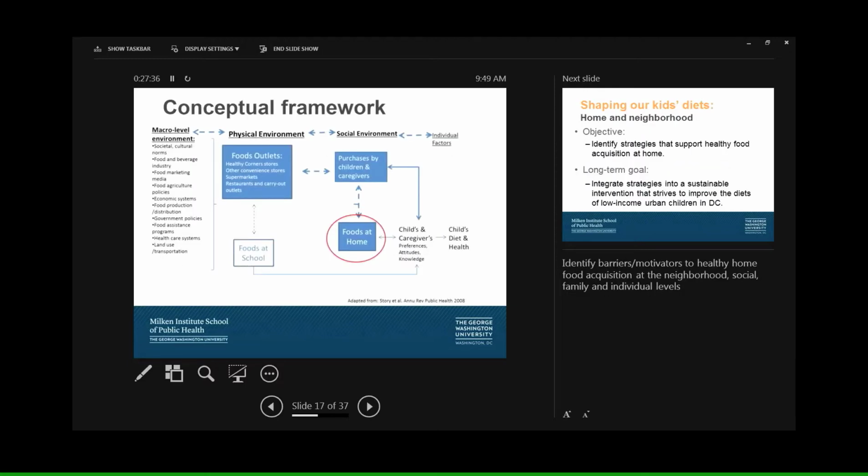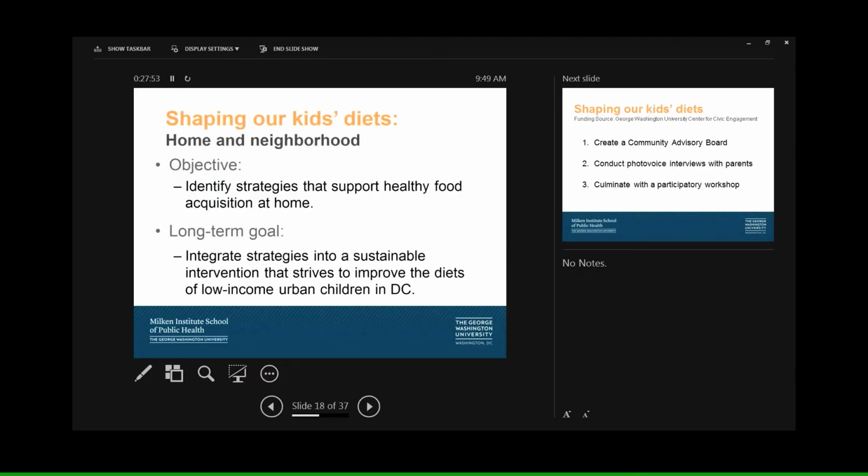This is a conceptual framework, but in brief, it's a social ecological framework, just emphasizing micro level environment, physical environment, social, and then individual factors, and the focus of foods at home. So this was our objective and long-term goal, which I already spoke about. I'm speeding it up because I got a 5-minute mark.